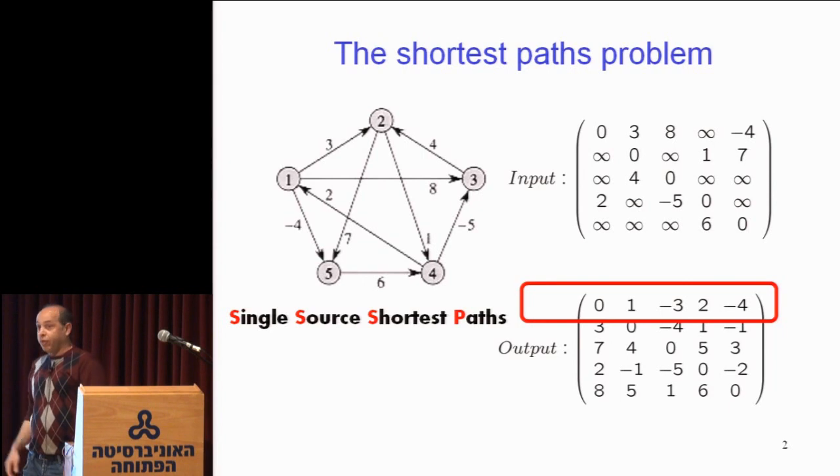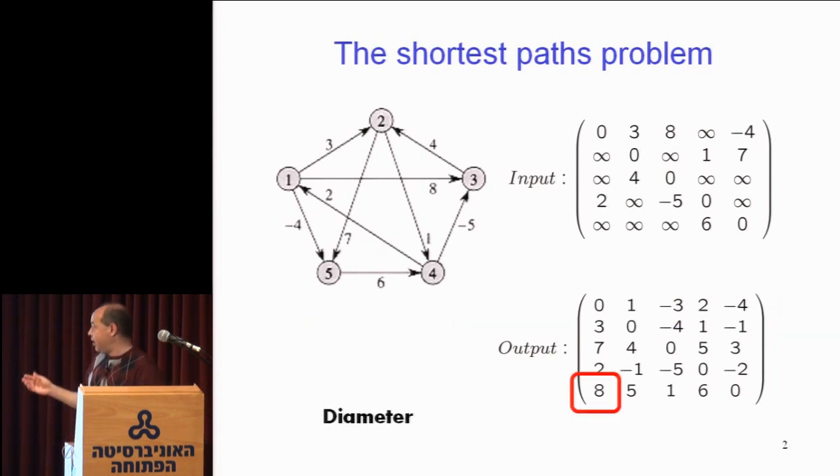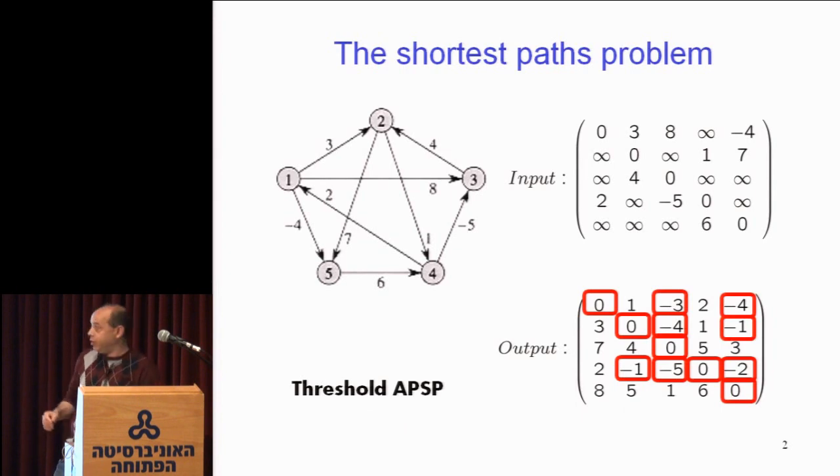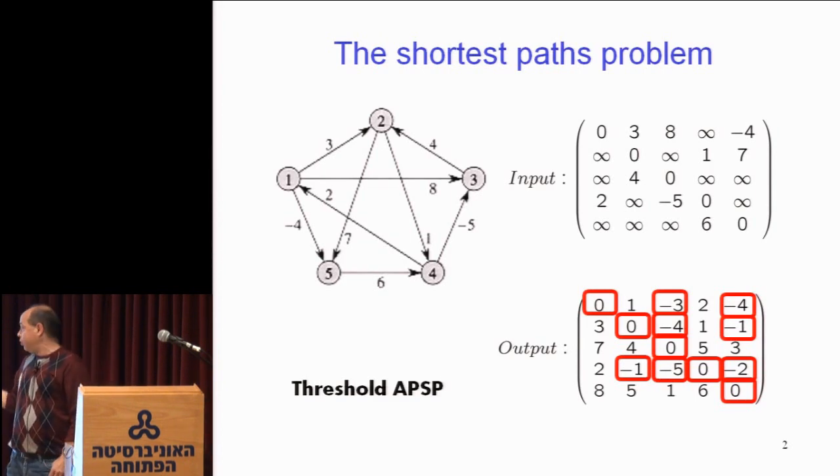We might be looking for a particular distance, say, the largest distance. This is what we call the diameter of the graph. In this example, the diameter would be 8, and it would be realized by a shortest path from vertex 5 to vertex 1. More generally, we might be interested in looking at a subset of pairs that do not cross some threshold. So I give you some threshold. Suppose I give you the threshold 0, and I want to report all pairs of vertices whose distance does not exceed 0. So in this graph, these would be the pairs.